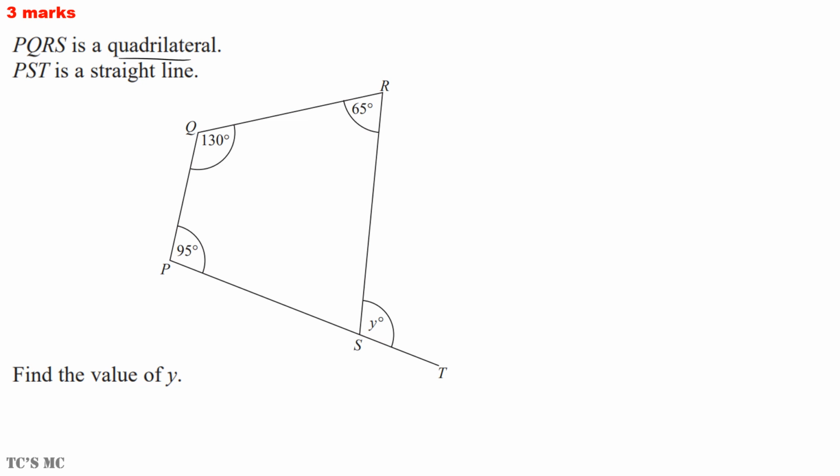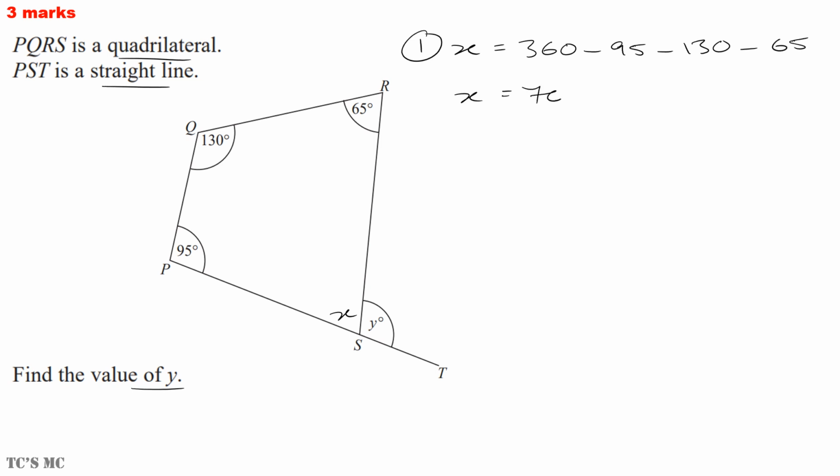PQRS is a quadrilateral. PST is a straight line. Find the value of y. I am going to label angle PSR as x. Now for step 1, I can work out angle x. As it is inside the quadrilateral, I am going to do 360, subtract 95, subtract 130, subtract 65. X is equal to 70 degrees. And now we have 1 mark.